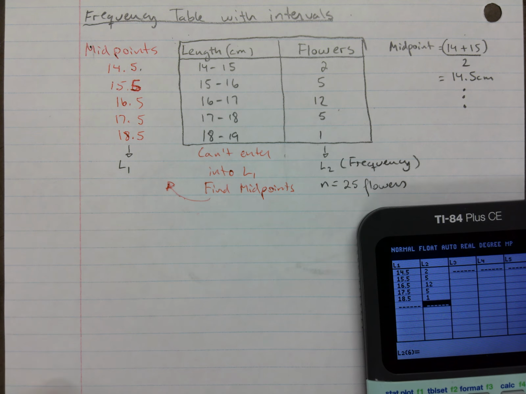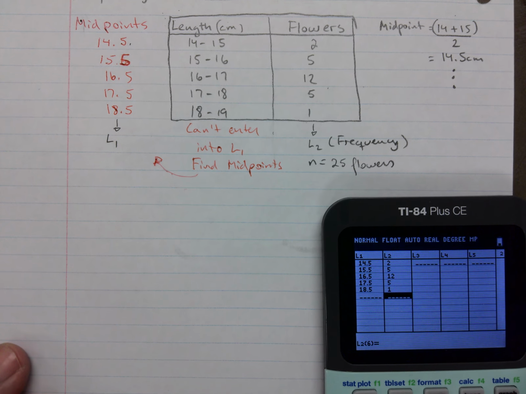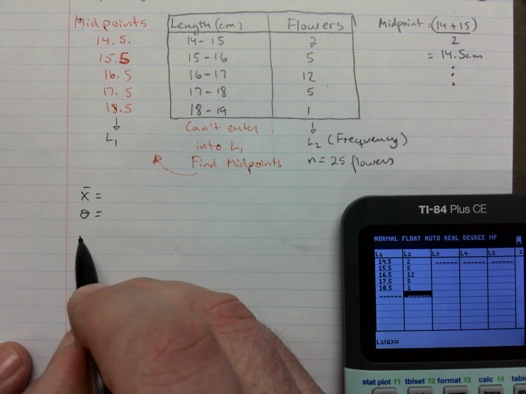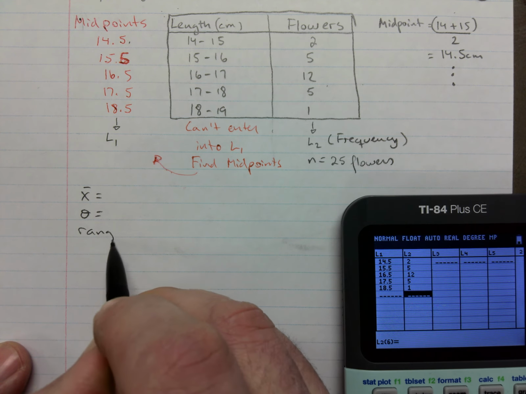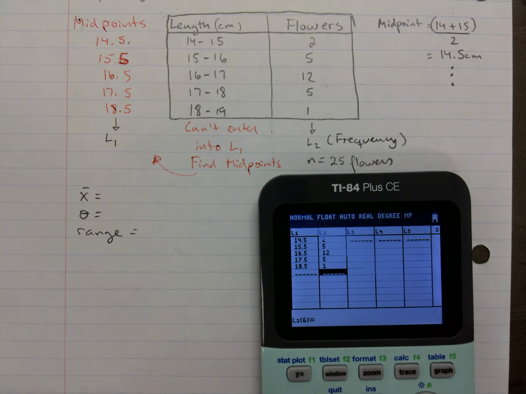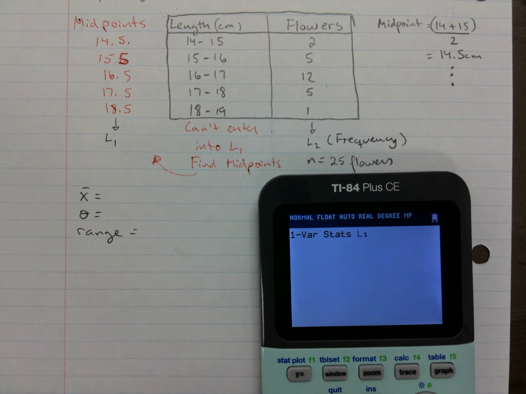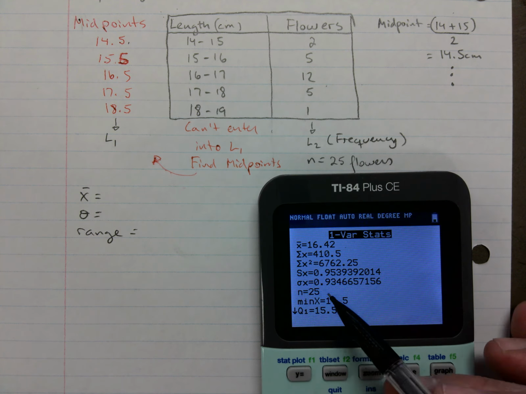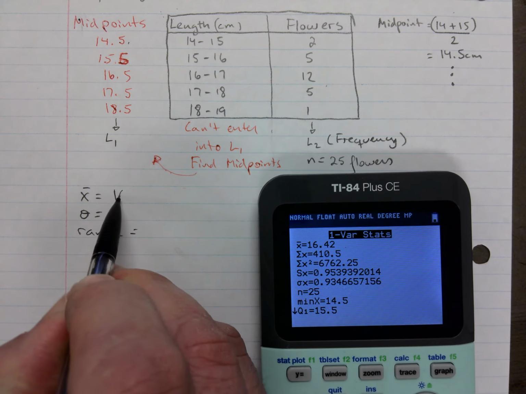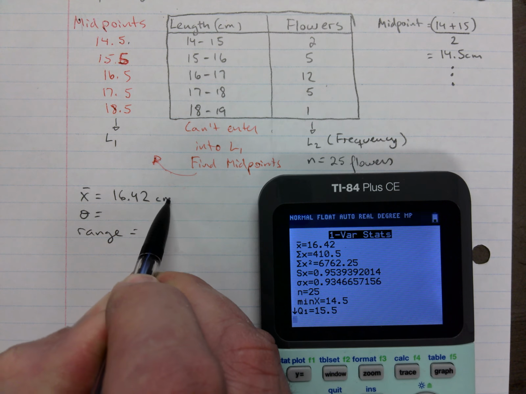Remember when we made our frequency table, we take it from a bunch of numbers and we put them in the different slots. So that's kind of what's happening here. So we're going to find x-bar, standard deviation, and let's just focus on range here. These three are the only ones, let's say in this case, that I'm asking you for. So stat, calc, enter, L1, comma, L2. I look at that n there, that's 25. So my average length is 16.42 centimeters.